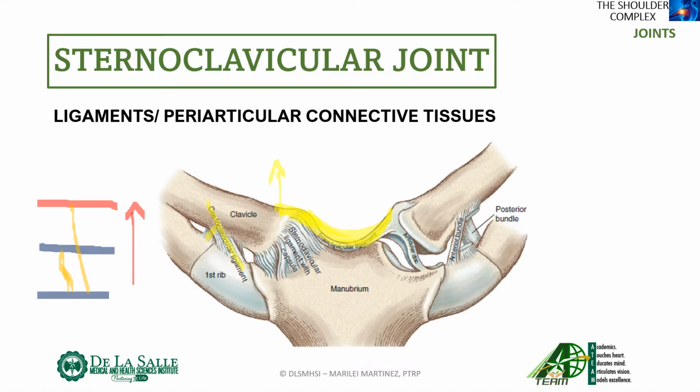Why? If there is depression of the clavicle, this is the clavicle again, the clavicle will be displaced downward. So let's try to do that around here. What will happen to the ligament between the clavicle and the first costal cartilage? Will it be tightened or will it be lax? It will be lax. So let's try to draw it. Therefore, it will not be able to limit the depression or downward displacement of the clavicle.